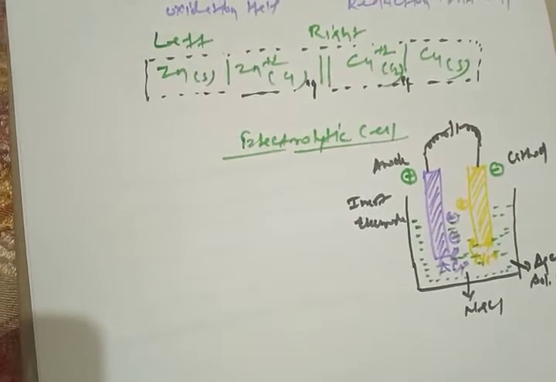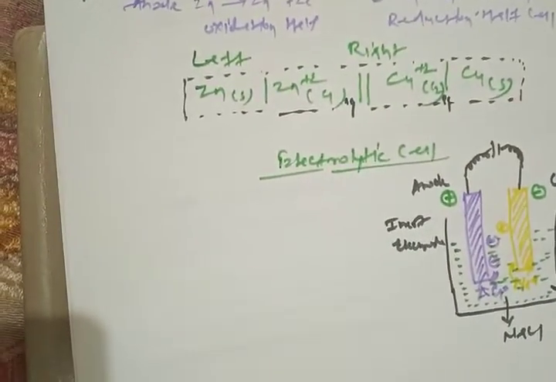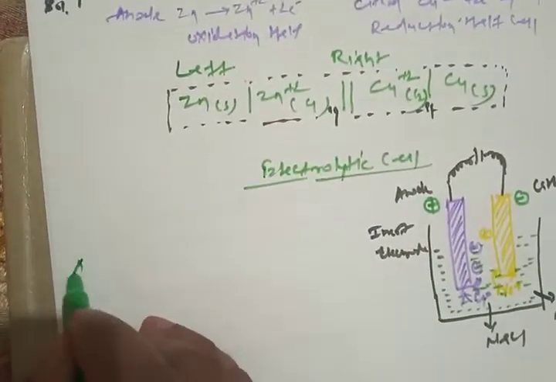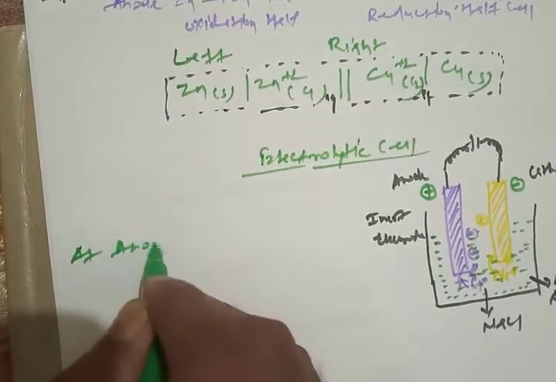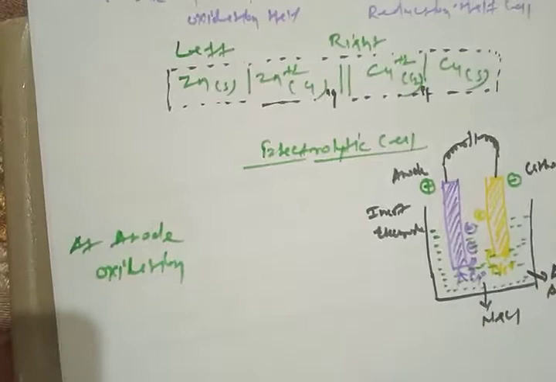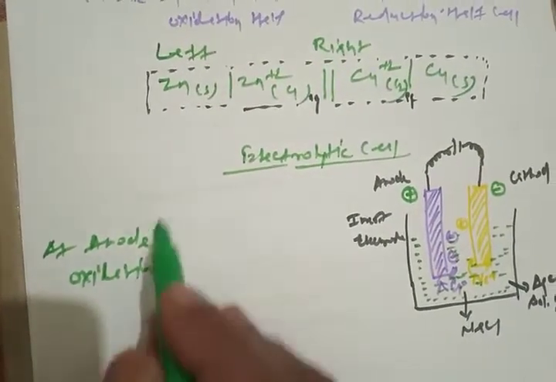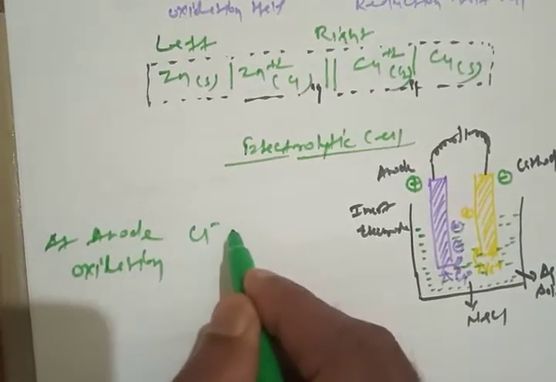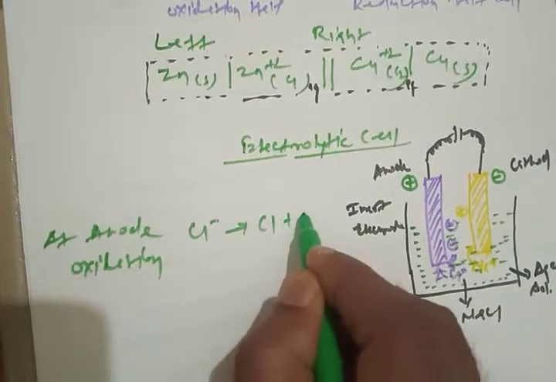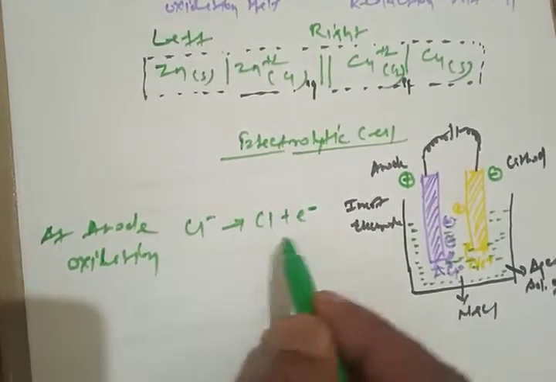Then the cell reaction, again at anode. Here at anode, oxidation takes place. So oxidation of what? The chloride ion, Cl negative, will give one electron. Here it is -1, here 0, so this is the oxidation.